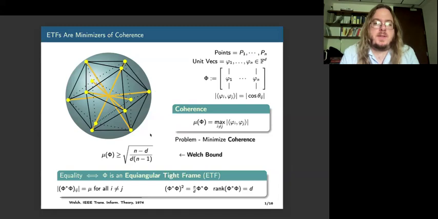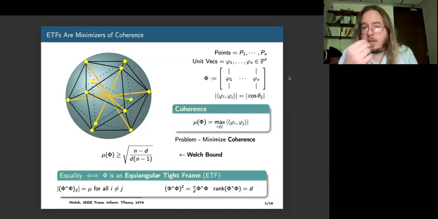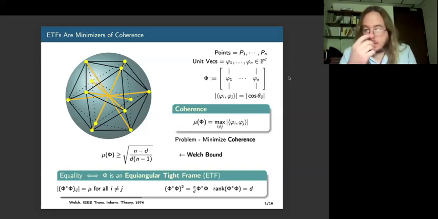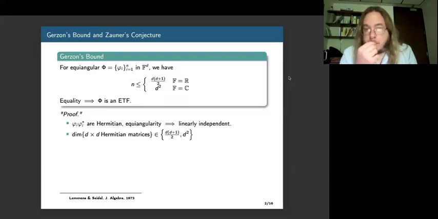And this, as you can see in this top left picture, these ETFs have a really nice structure. And a natural question to ask is, how many of these equiangular things can I fit in a given vector space? We don't always know the answer, but to help us, we have something called Gerzon's bound. And it says that for an equiangular set of n vectors in F^d, n is at most d(d+1)/2 if F is the reals, and at most d^2 if F is the complex numbers.